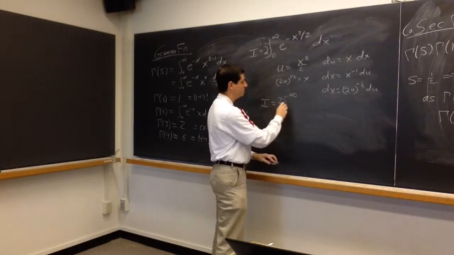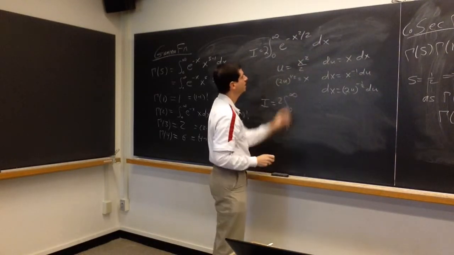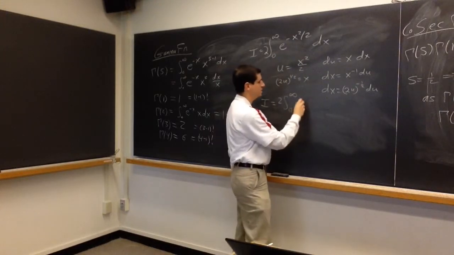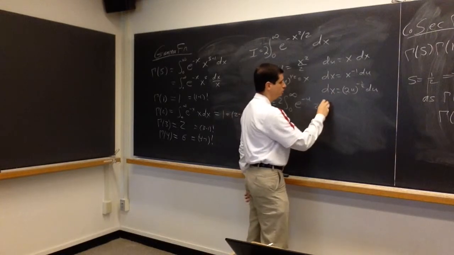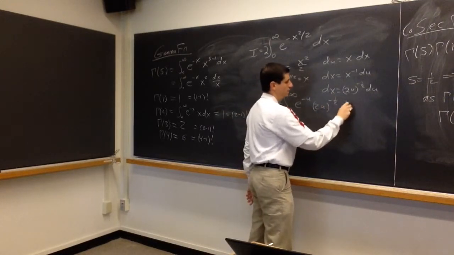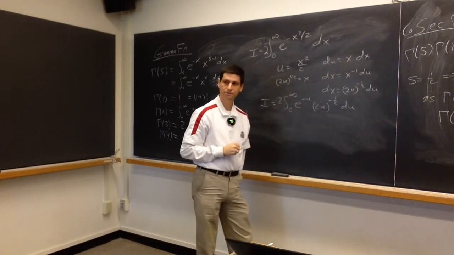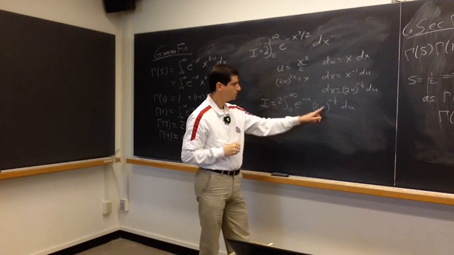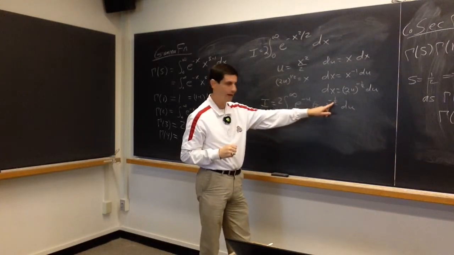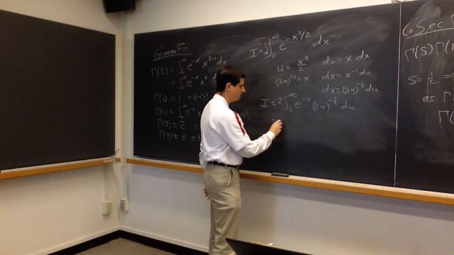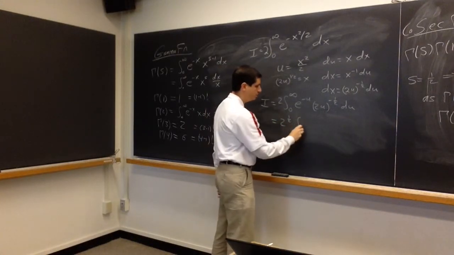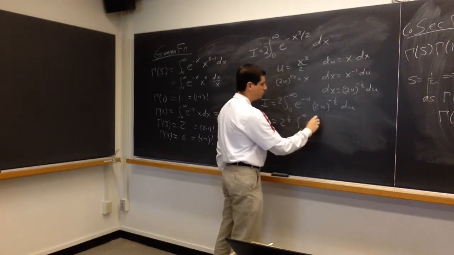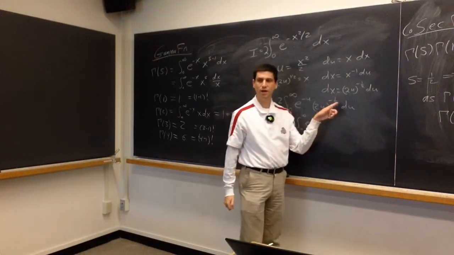Now we'll have twice the integral from 0 to infinity. e to the negative x squared over 2 becomes e to the negative u. And now we have a 2u to the minus 1/2 du. All right, let's do some algebra. 2 to the minus 1/2 and a 2 becomes a 2 to the 1/2. We have an integral from 0 to infinity, an e to the minus u, and a u to the minus 1/2.